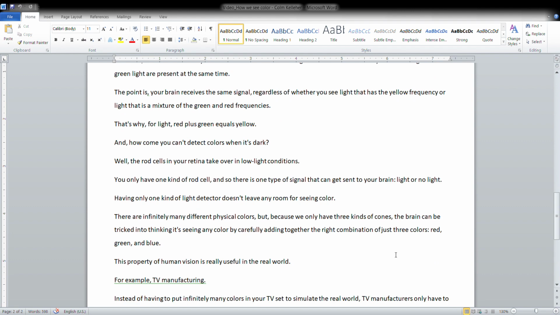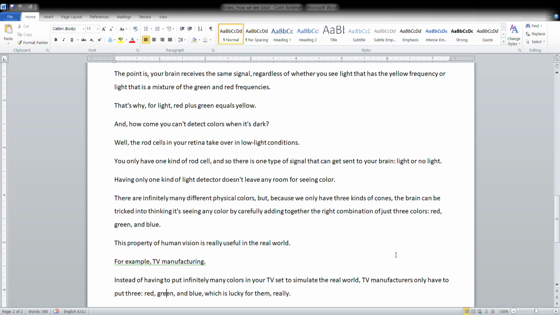And how come you can't detect colors when it's dark? Well, the rod cells in your retina take over in low light conditions. You only have one kind of rod cell, and so there is one type of signal that can get sent to your brain, light or no light. Having only one kind of light detector doesn't leave any room for seeing color.